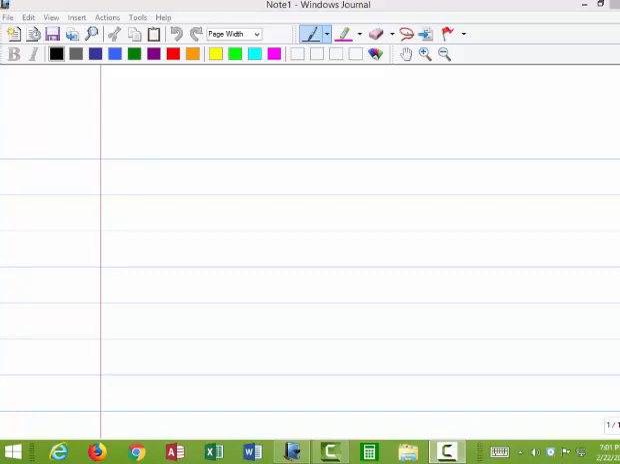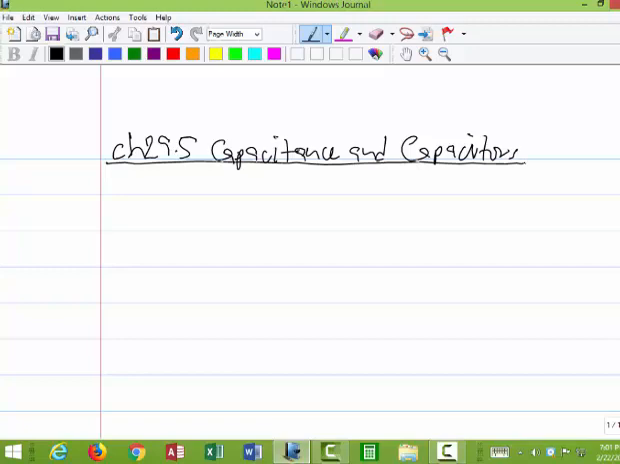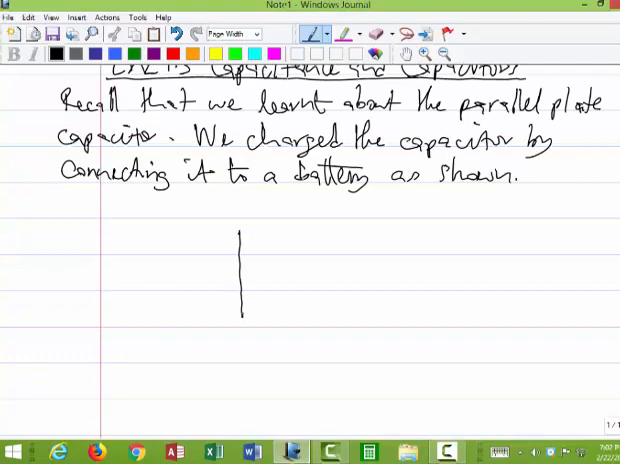Okay, let's start with capacitance and capacitors. We've already seen a parallel plate capacitor once, so just to remind you of that: we had a parallel plate like that, and then we'll connect it to a battery. So let's draw a battery. This is the positive terminal and the negative terminal. That puts positive charges here and negative charges here.